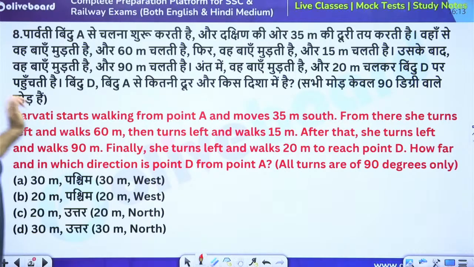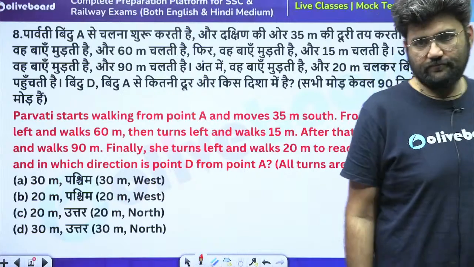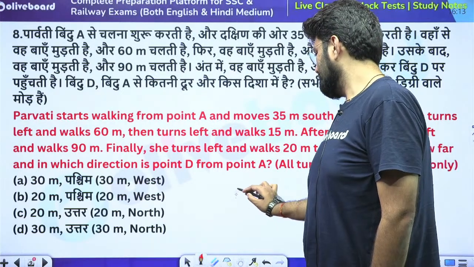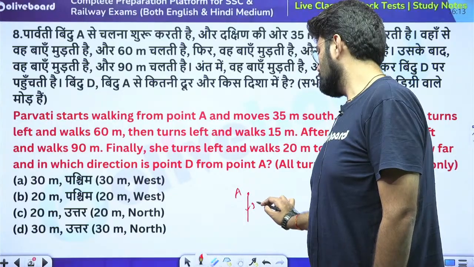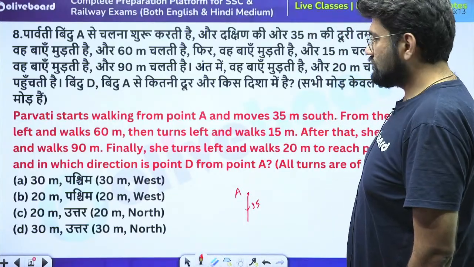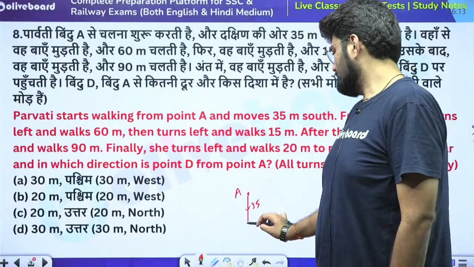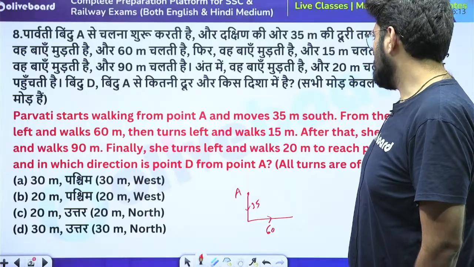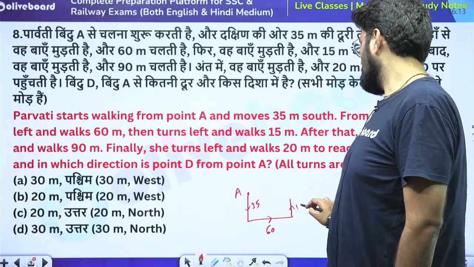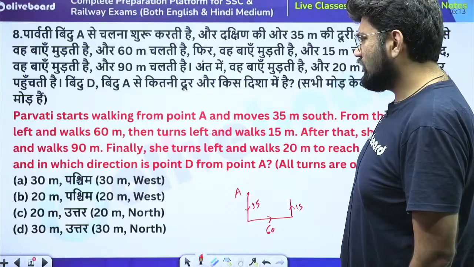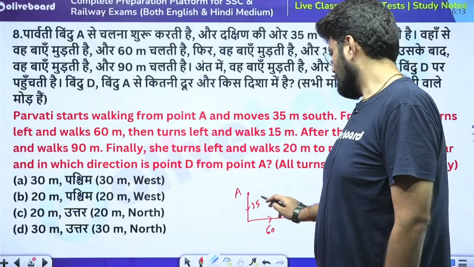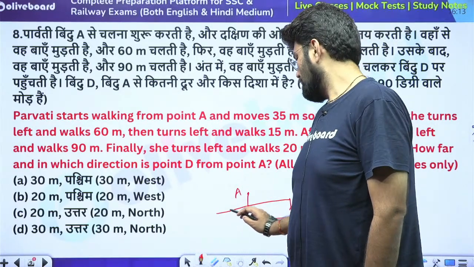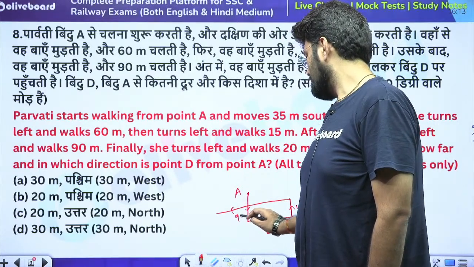Parvati starts walking from point A and moves 35 meters south. She is moving from point A 35 meters south. From there she turns left and walks 60 meters. Then she turns left and walks 15 meters. After that she turns left and walks 90 meters. So she is going 60 plus 30 more. 90 meters, and this was 35.